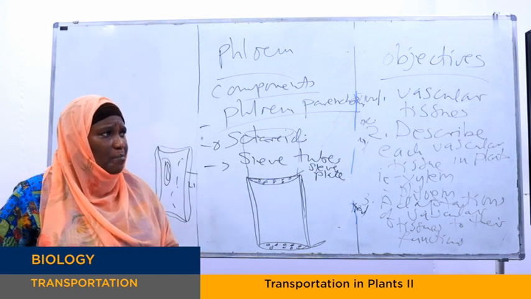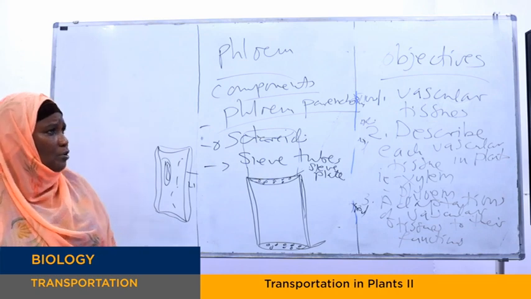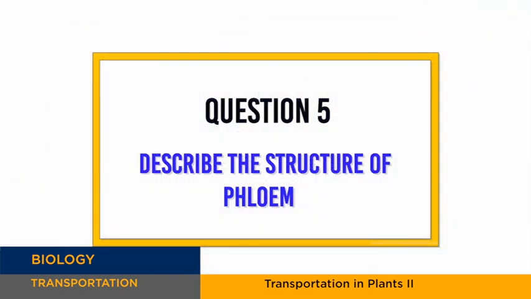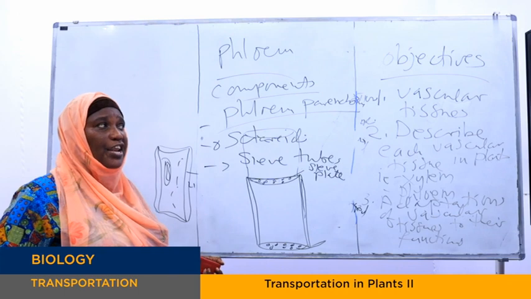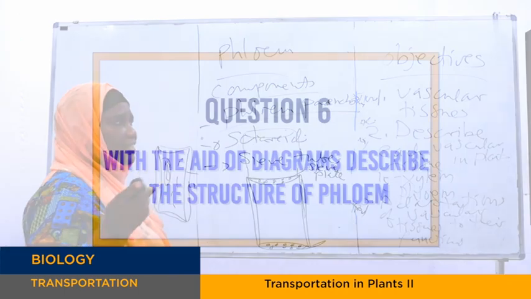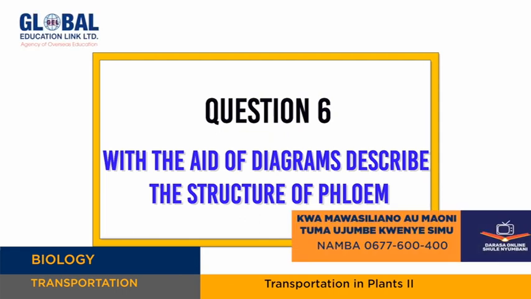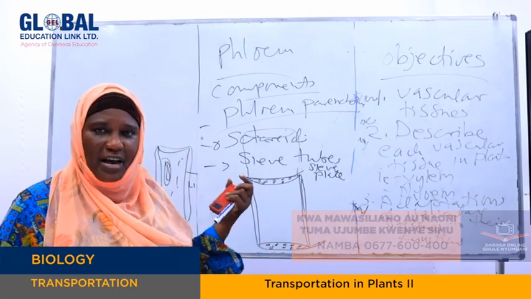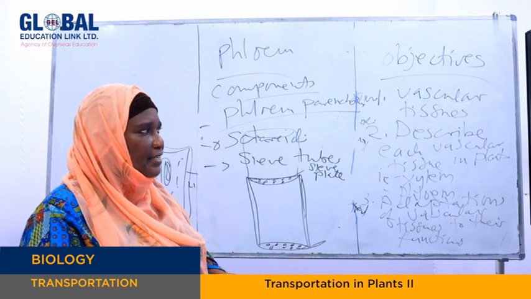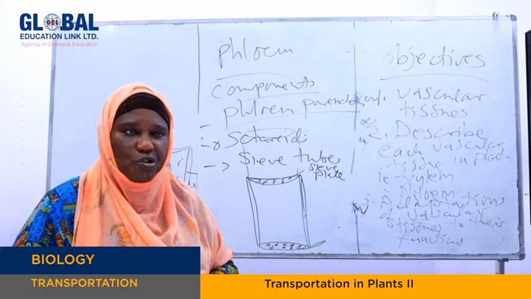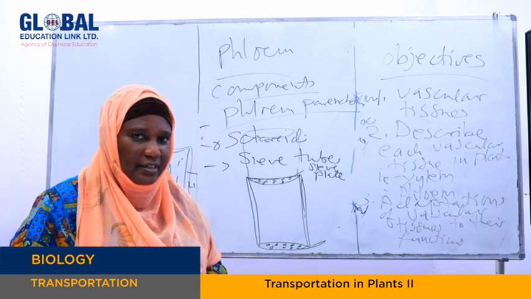After describing the structure of phloem, we are now going to check question number 6. Question 6 says that with the aid of diagrams, describe the structure of phloem. There is no difference with question number 5. The difference there is just you must describe phloem using diagrams.